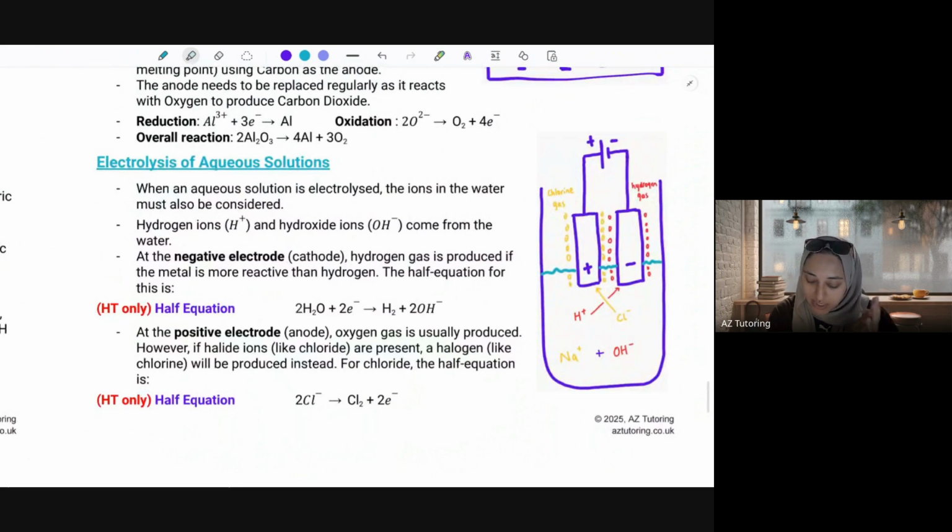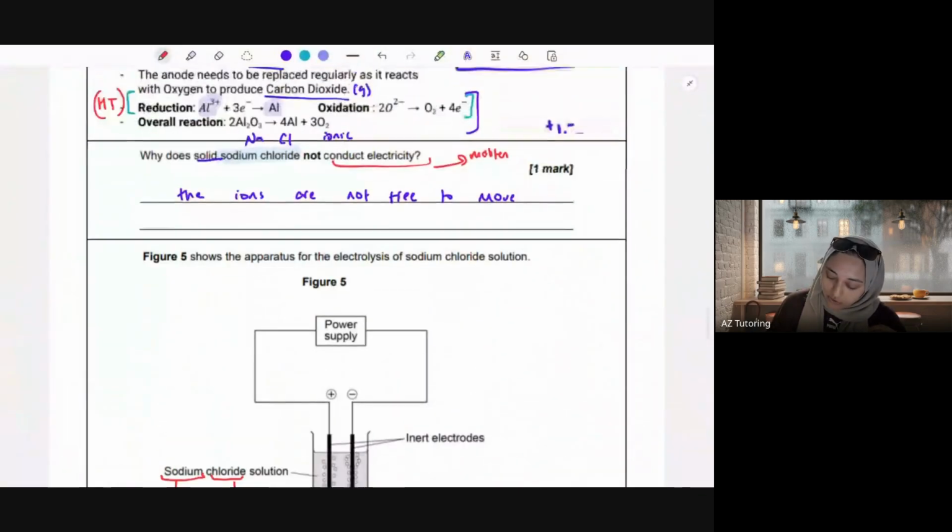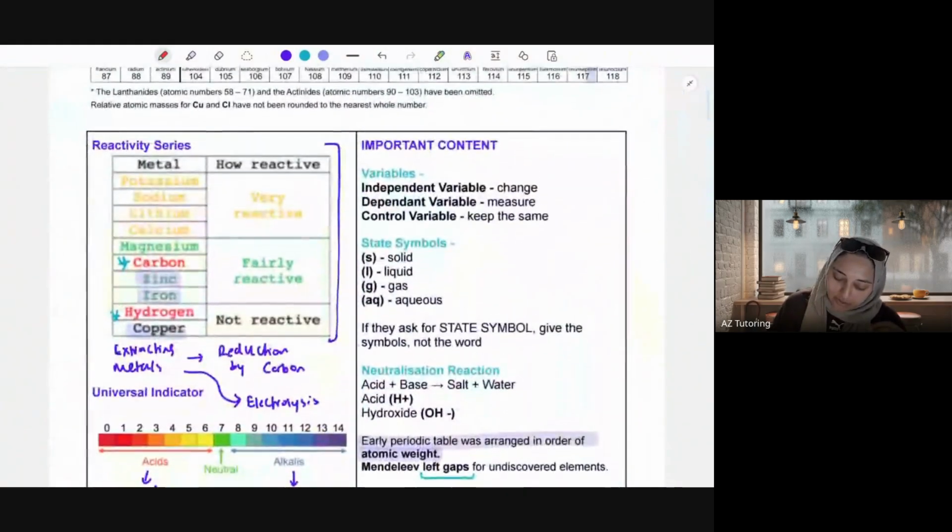When an aqueous solution is electrolyzed, the ions in the water must be considered, meaning you've got sodium chloride, but you've also got your water, which is going to form H plus and OH minus, which we can see here. The H plus and the OH minus have come from the water, so you need to consider that as well with aqueous solutions. Hydrogen ions and hydroxide ions come from the water, as we've just said. At the negative electrode, which is the cathode, hydrogen gas is produced if the metal is more reactive than hydrogen. That's the reason why we've got hydrogen in the reactivity series as well.